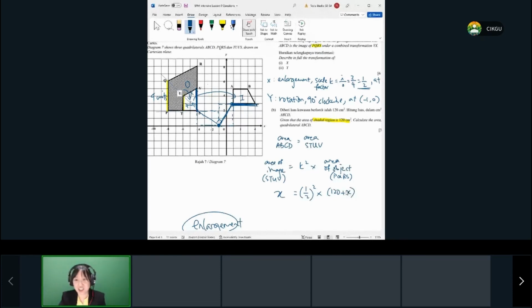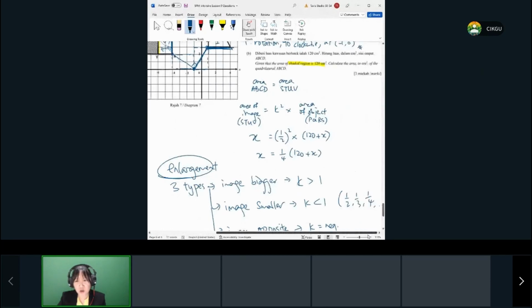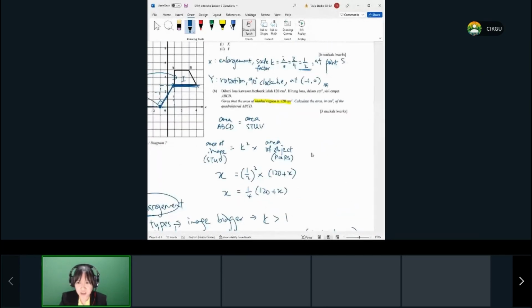This one is a catch. I see this type of question happening a few times already, guys. So that's why I purposely want to choose this question to do with you. I see this question happen not just in Johor, but I'm sure I saw a very similar question in a couple more past trial papers. So take note of this type of question.